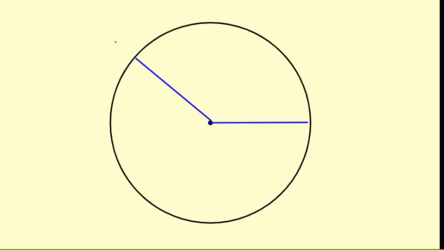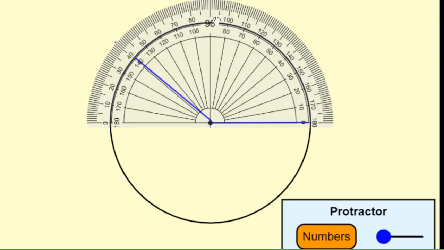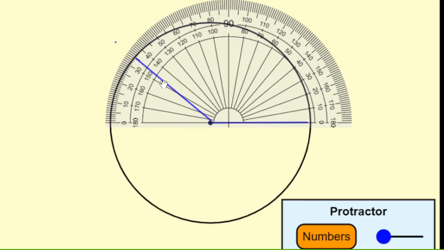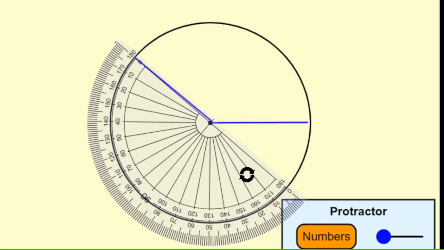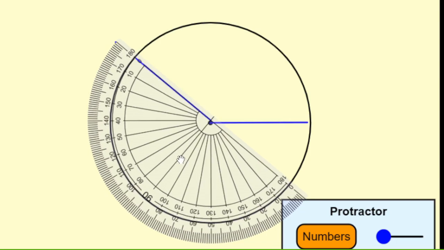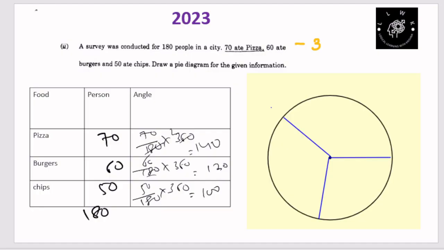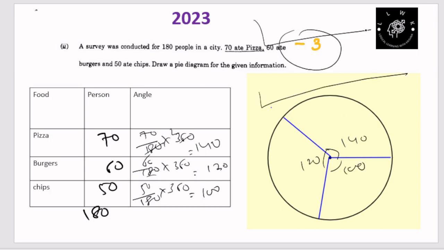Similarly, find the next one. How to find the next one? Simply, now you have to place your protractor with radius at this one. Now calculate angle 120, and where angle 120 will come? Here. With minimum effort, we got the pie diagram. Just write the values and you're done with 3 marks. Okay, so here it's 140, 120 and 100, and this is your pie diagram and you got 3 marks, right?